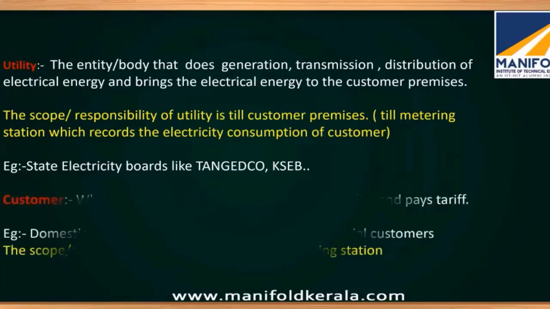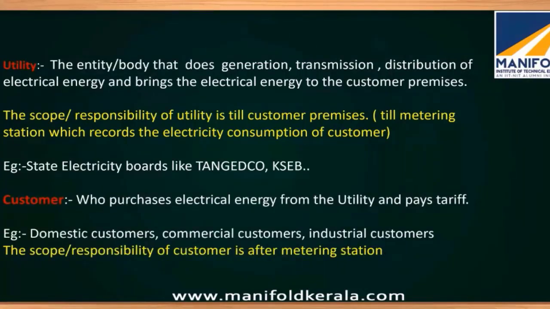The next point is the customer. Who is the customer? The customer is the one who purchases electrical energy from the utility and pays money for that. There are different types of customers. Domestic customers like ordinary households, commercial customers like movie theater owners, commercial complex owners, amusement mall owners, industrial customers, and irrigation customers.